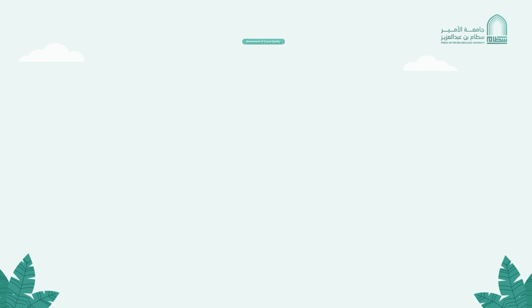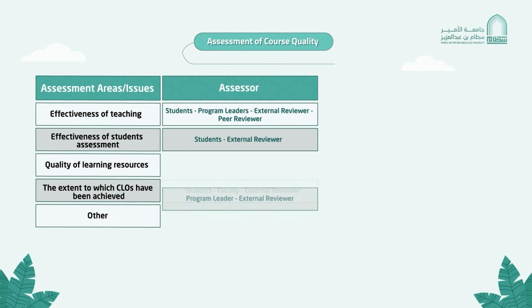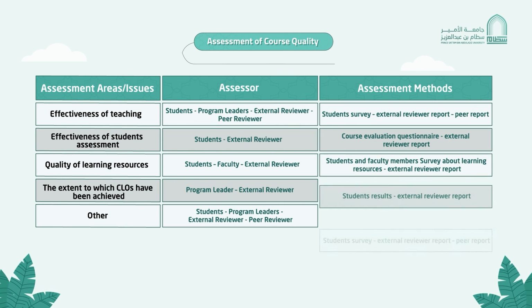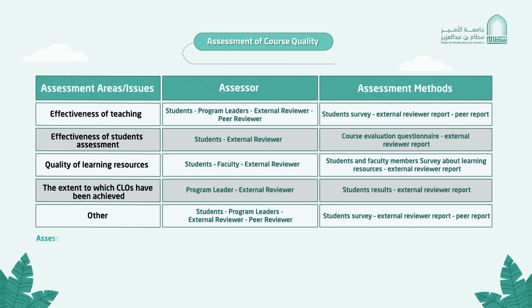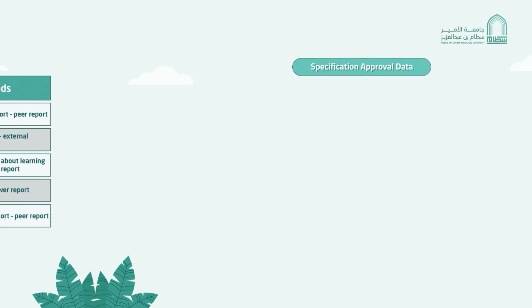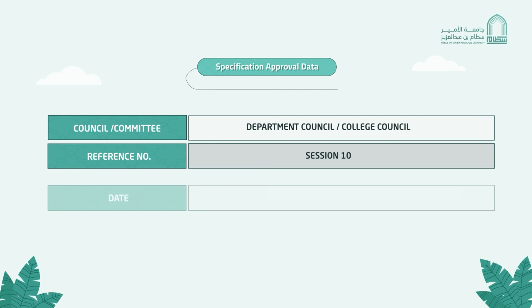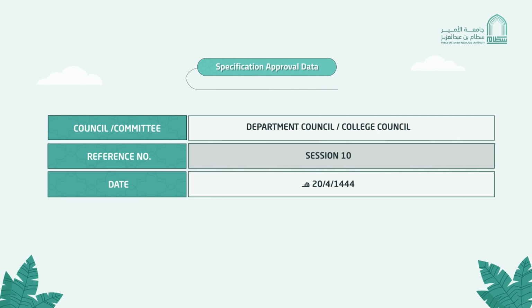Assessment of course quality. This table is fulfilled by using instructions from the National Center for Assessment and Academic Accreditation in the table below. For example, teaching effectiveness is assessed by students and program leaders, while this area is evaluated through student surveys and external reviewer reports. Specification approval data: the specification is accredited by the relevant department council or the college council, also writing the reference number and accreditation date.